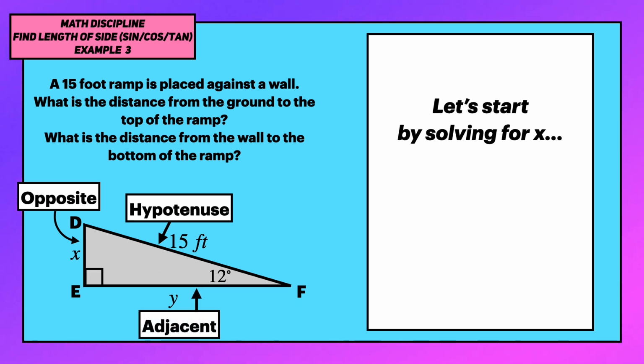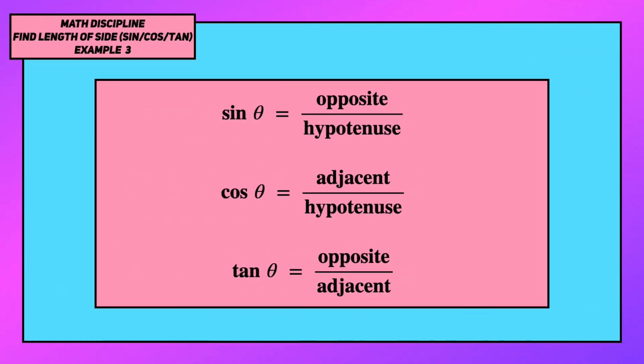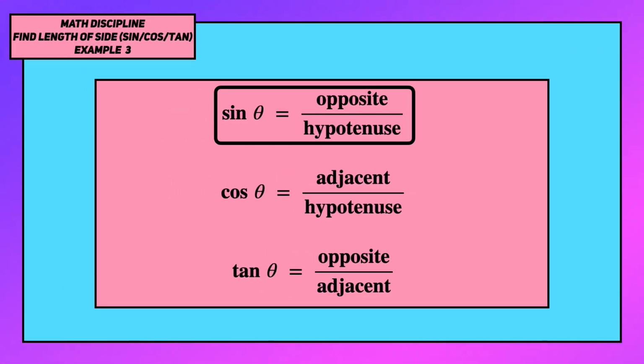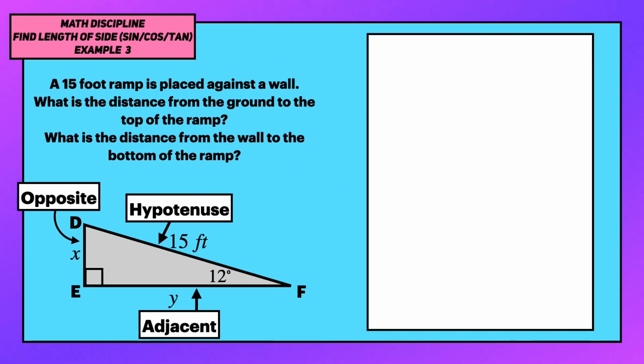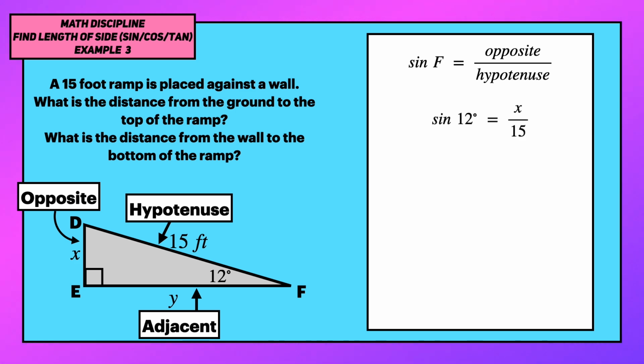Let's start by solving for x. We are given the length of our hypotenuse, 15 feet, and we are trying to solve for x, which is the opposite side. So we will need to compare the opposite side to the hypotenuse. Sine is the ratio that compares the opposite side to the hypotenuse side, so we will use the sine ratio to solve for x. The sine of f will equal the opposite side divided by the hypotenuse side. We substitute the values from our problem and we get sine of 12 degrees equals x over 15.